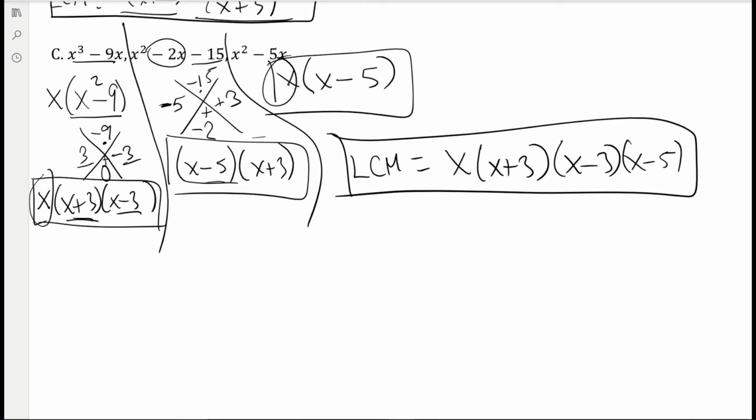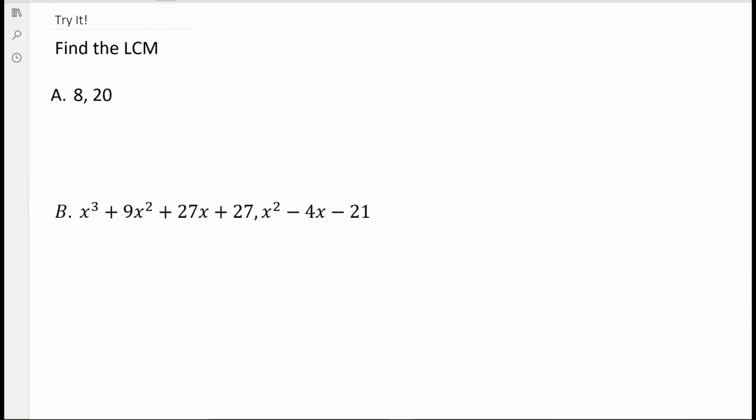So remember, the least common multiple has all the factors that all the expressions have and the most of each factor. So now that we found the LCM, we can go about finding the least common denominator, but before that, go ahead and try the following example.